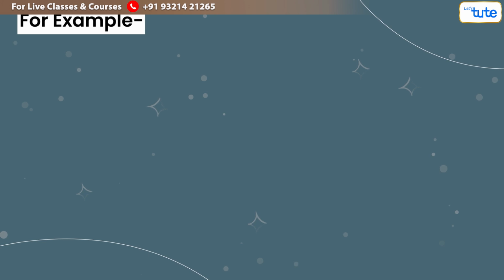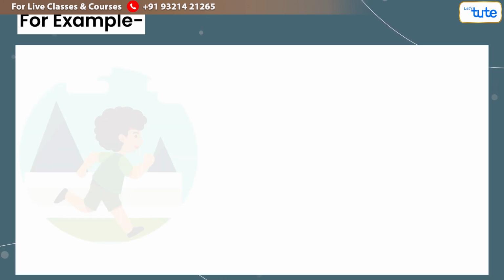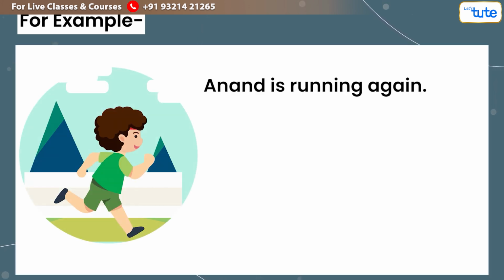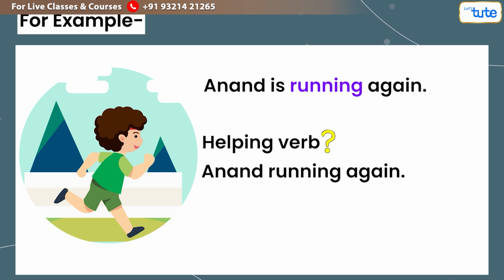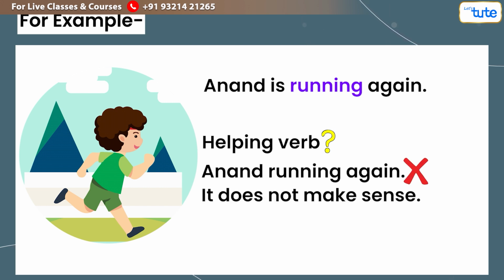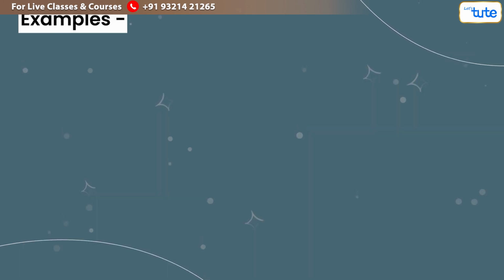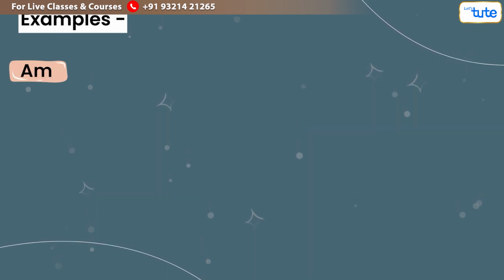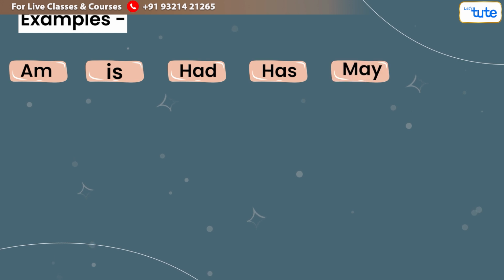For example, take a look at these sentences. Anand is running again. Here we know that the word running is a verb. But what is helping this verb? If we write Anand running again, it does not make sense. But the word is helps the word running to make sense. Thus, the word is is a helping verb. Here are some examples of auxiliary verbs: am, is, had, has, may, might, etc.